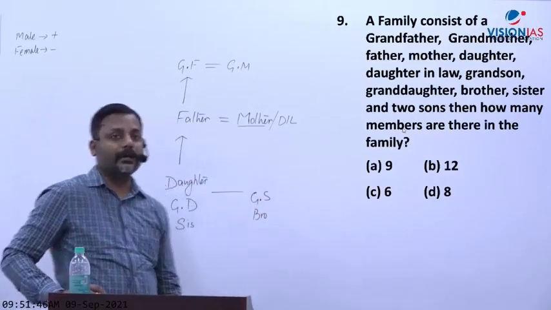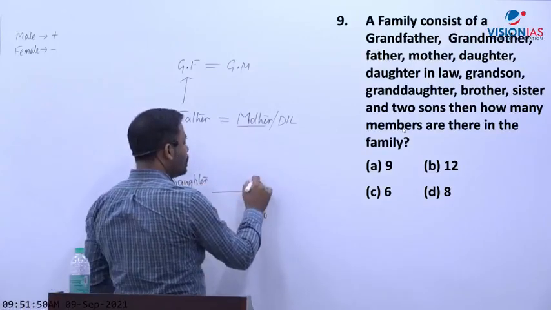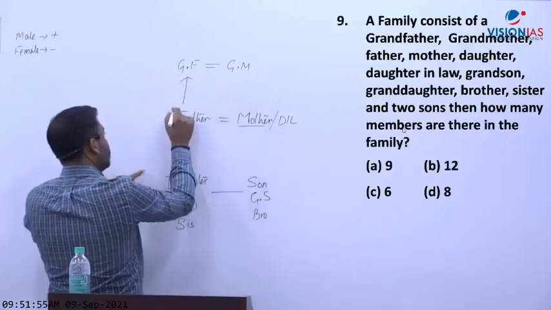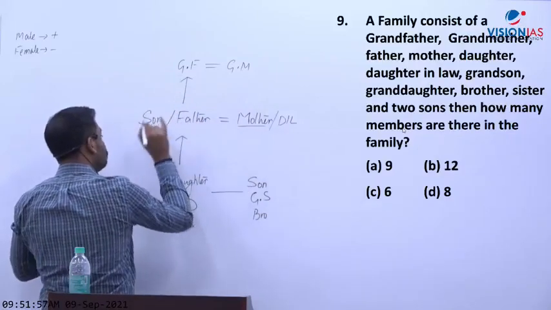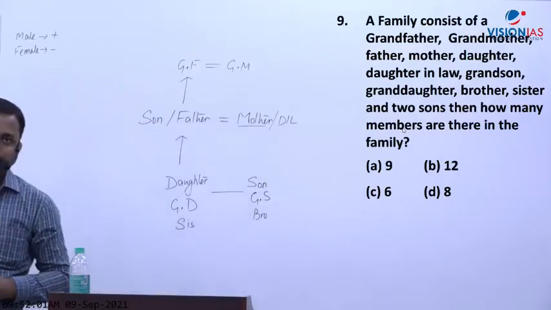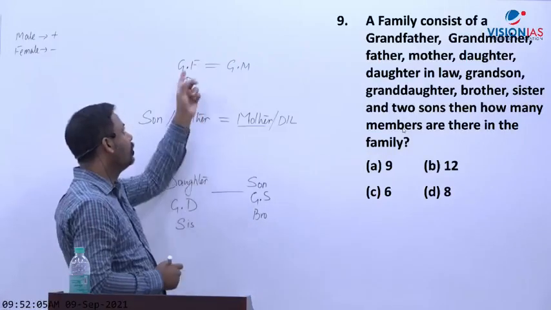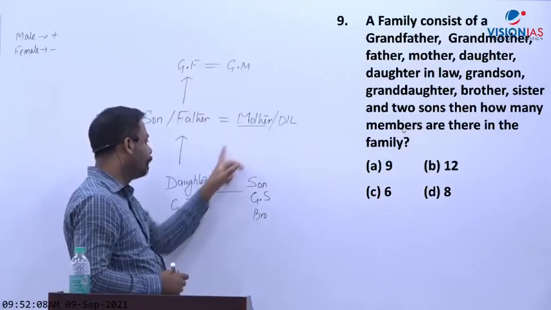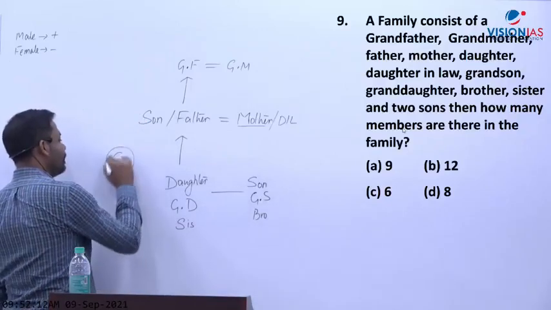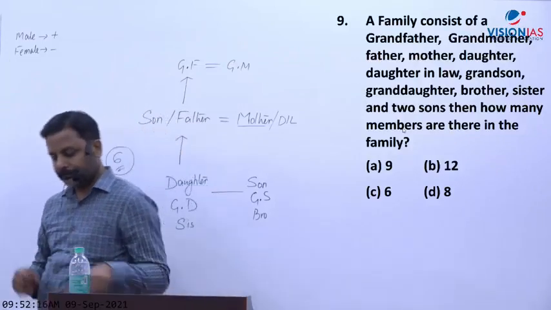And two sons. How many sons? Two sons. So for father and mother, this boy is son. And for grandfather and grandmother, the father is son. So how many members are there in this family? 1, 2, 3, 4, 5 and 6. So here the right answer is 6. Understood?